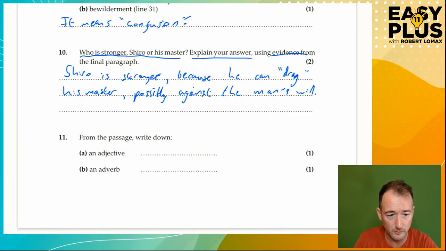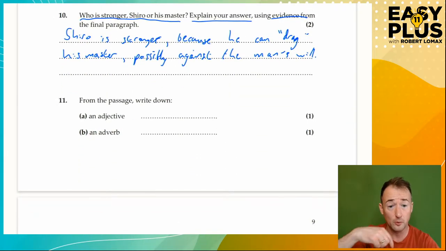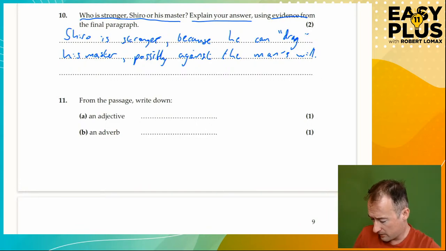Someone's asking what the answers to question 9 were. You can always rewind the video. Look, here you are quickly. Also, there are answers in the worksheet if you scroll down. So if you download the worksheet, you can actually find the answers this week after the questions. Okay, from the passage, right down. I should say, by the way, that for question 9, there are other ways you could put it. You don't have to have the exact same thing that I put.